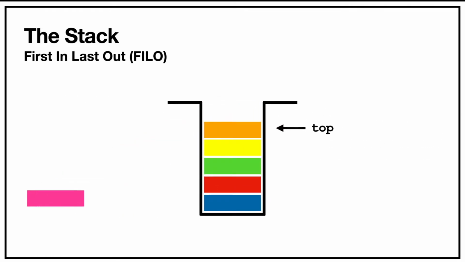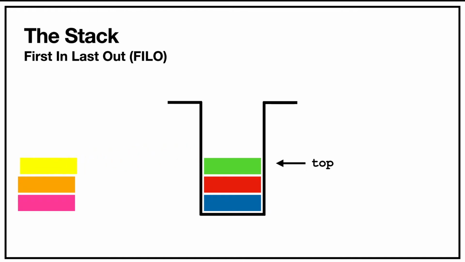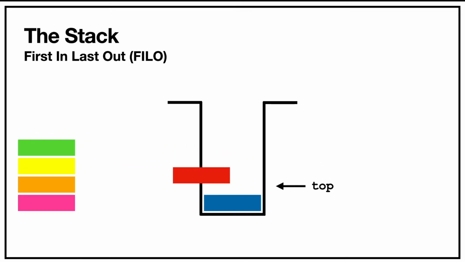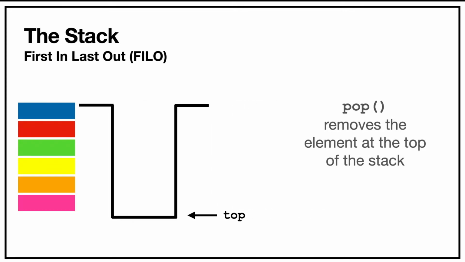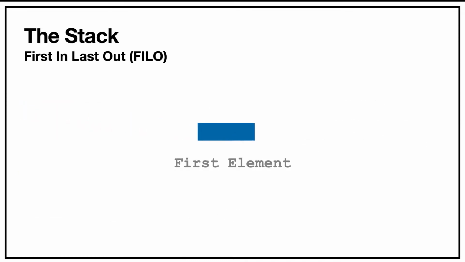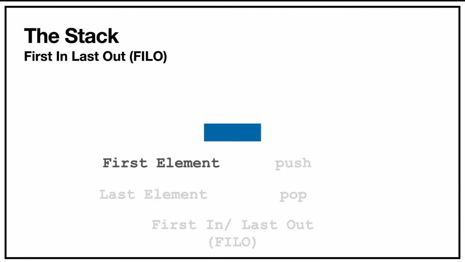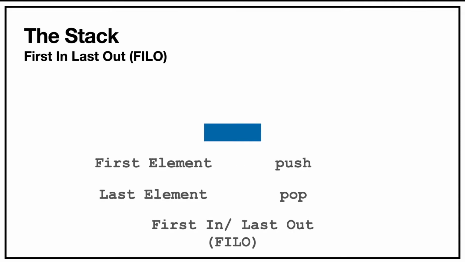When we remove, we always remove what is on top. Notice that the first element that got pushed will be the last one to get out. Similarly, the last one to get in will be the first one to get out. This process is called pop. Pop is the process of removing the element that is at the top of the stack. The first element that got pushed will be the last element to get out. In this order, we respect first in, last out, also known as FILO.